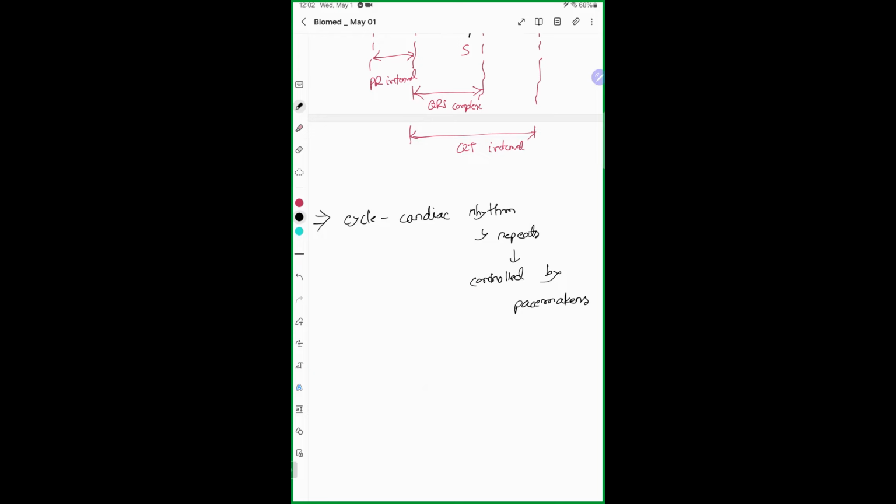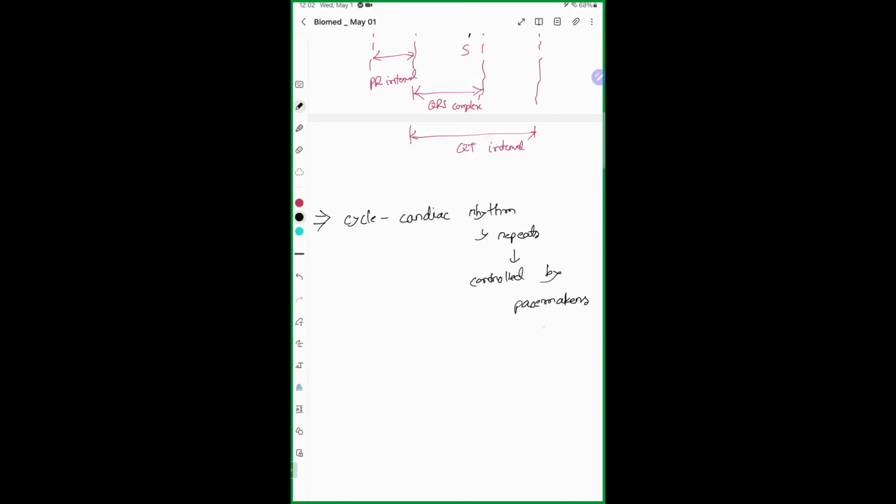Towards the end of today's class, we'll see some abnormalities in the ECG and what those abnormalities actually are. If the pacemakers don't function well, some abnormalities occur, and they can be dangerous for health. So this rhythm is controlled by the pacemakers.